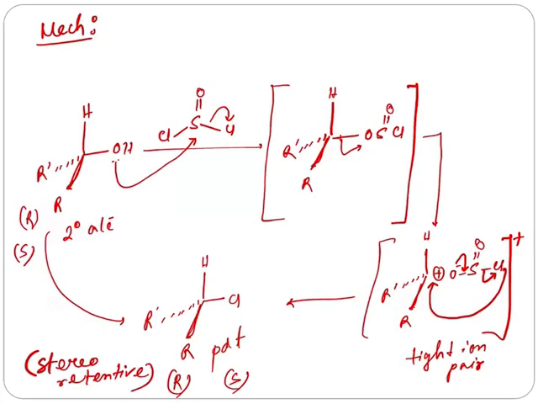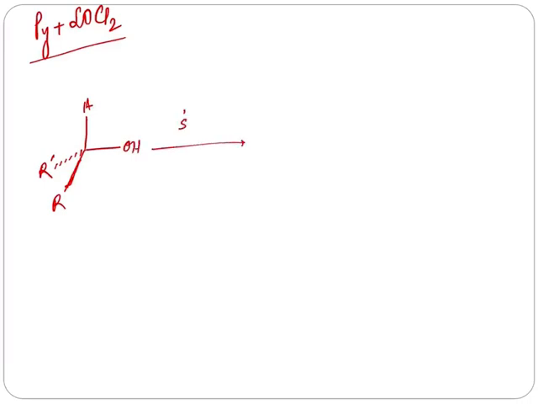But if we treat pyridine along with thionyl chloride, the course of reaction radically changes. So what happens? Let's discuss. Let's draw the structure of substrate. Treated with thionyl chloride and forms the intermediate.